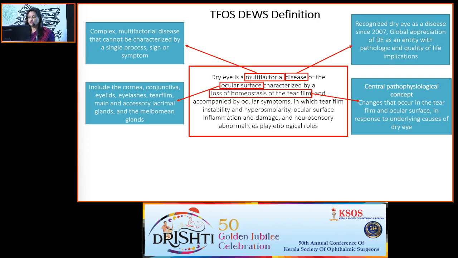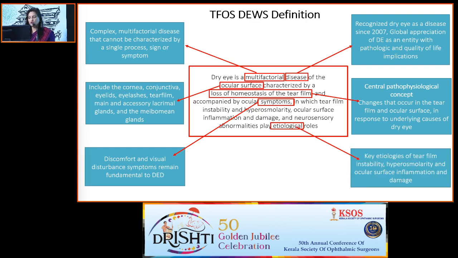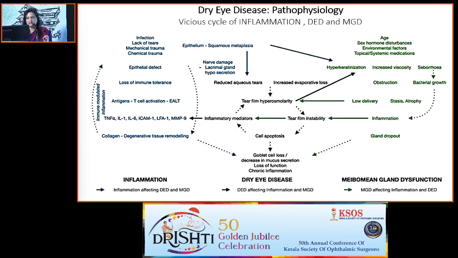And there is loss of homeostasis, which is the central pathophysiological concept, again something which was not known. Symptoms are very important because they never corroborate with the signs that are there, and there can be many etiologies which we really need to know. And of course, I think the most important thing is that when you are treating a patient of dry eyes, you need to know whether the inflammatory component is there or not.